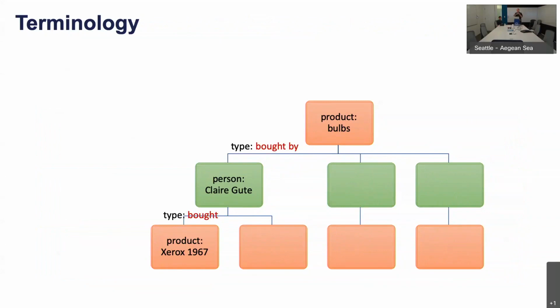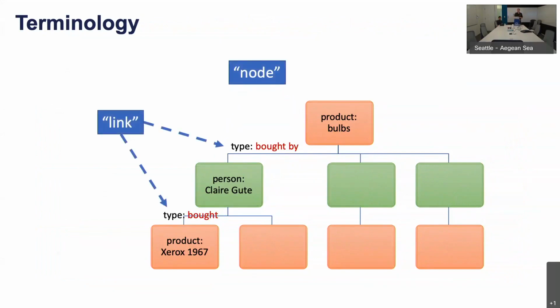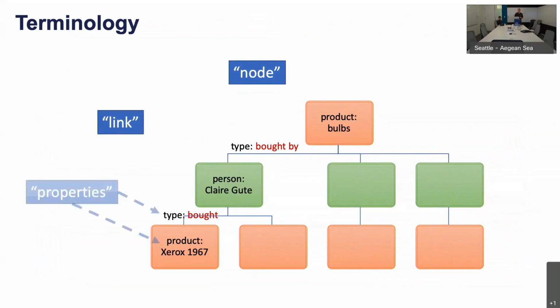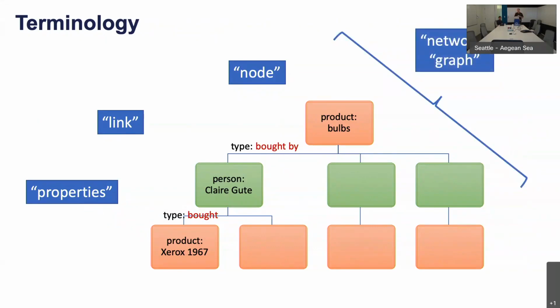So before I continue on, I want to give you a little bit of terminology that we'll use in the rest of the talk. Those boxes represent things like products and people. Those are called nodes. The lines between things, those connections, relationships, are called links. Both nodes and links can have properties like the name or price or whether it was a bought by relationship. And then that whole diagram together is known as a network or a graph.